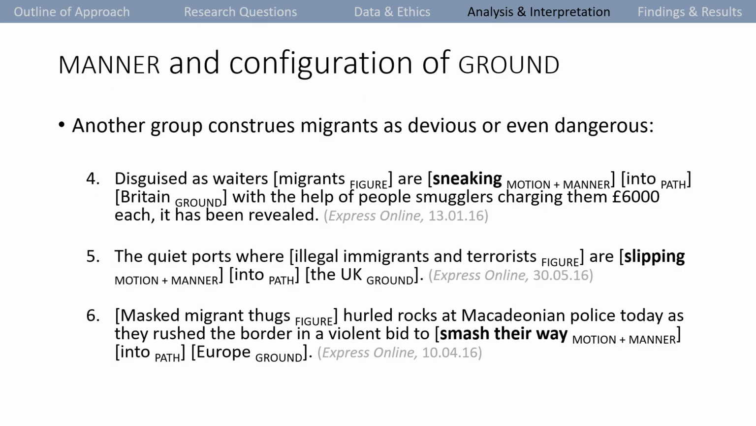Another group of verbs, also less favourable, present migrants as somehow devious or even dangerous. Verbs in this group include sneak and slip, as in examples 4 and 5 here. A further extension of this is found in verbs like smash, storm, and breach, as in example 6, which present migrants as entering the ground by physical force.